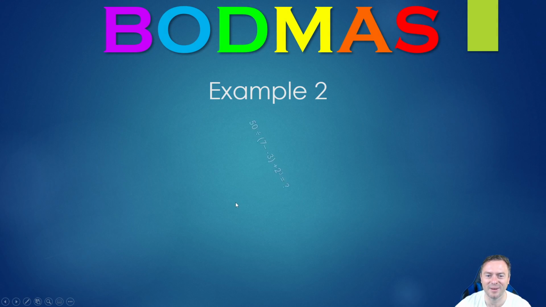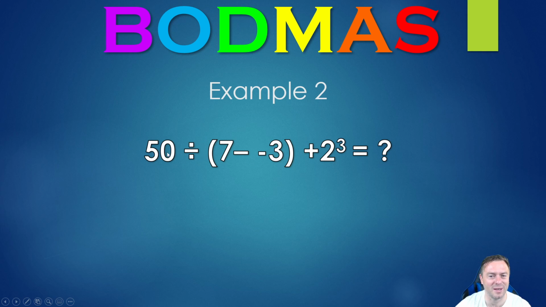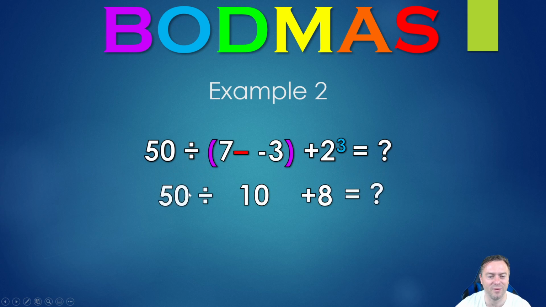The next thing that we're going to do, the computer's going to go through this and look again for the brackets. So there's the brackets there. And then it's got the power. So to do the power of 3. So we're going to go through 7 take away negative 3 gives us 10. 2 to the power of 3 gives us 8. And then we've got the 50 divided by 10 plus the 8. It would then have the choice between divide and add. So it's going to do the divide first because that's more powerful. It has precedence. So 50 divided by 10 leaves us with 5. 5 plus the 8 gives us our 13.